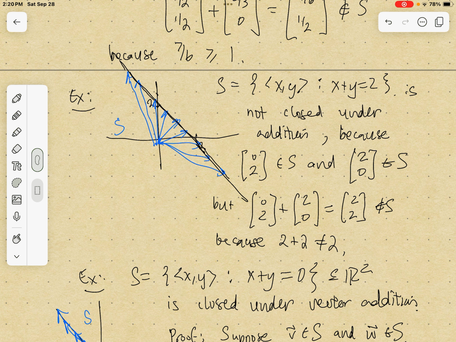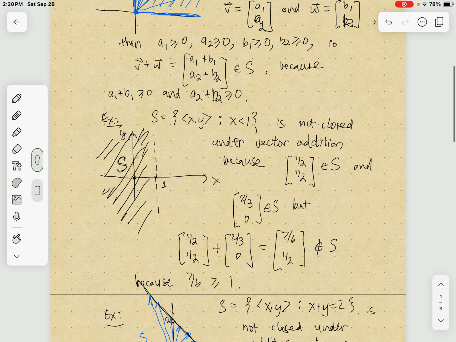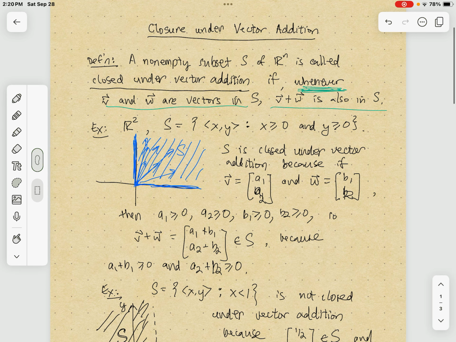Okay, so those are some examples of closure under vector addition, and that's the first ingredient in the definition of a subspace. The second ingredient is closure under scalar multiplication, so we'll talk about that later. And then we'll talk about the definition of a subspace of Rn.